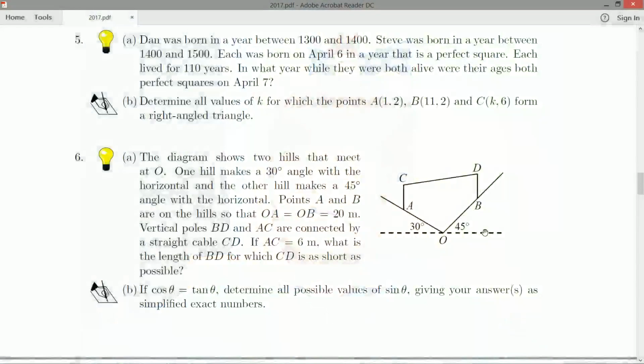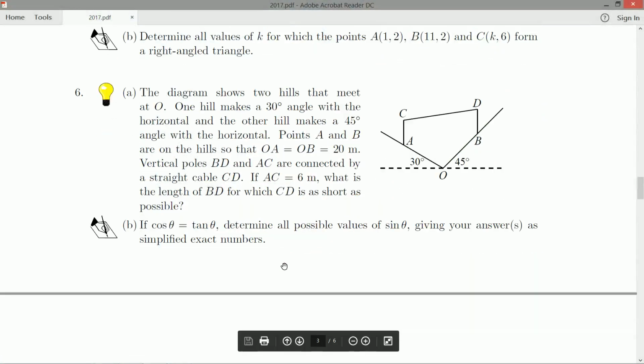Hi there, folks. Root Beer here with question number 6 on the 2017 Euclid contest. This is a two-parter question, one light bulb, one written question, or one written portion.